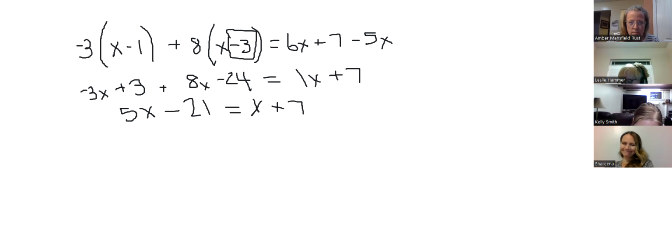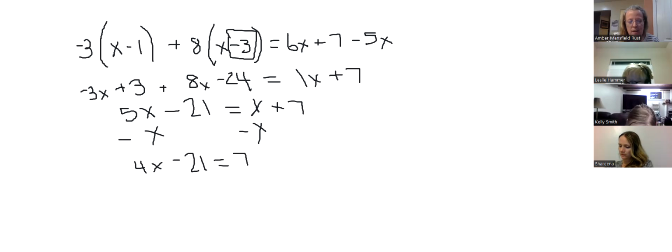Just minus the x on both sides. Okay, so what does that give us? 4x minus 21 equals plus 7. Okay, then what? Add 21 to both sides.